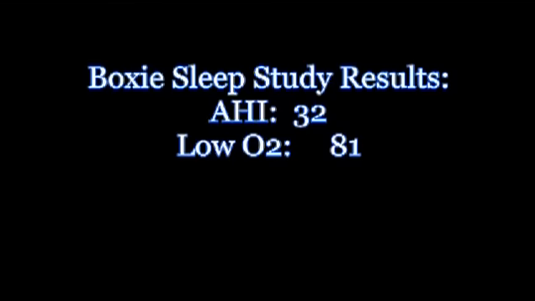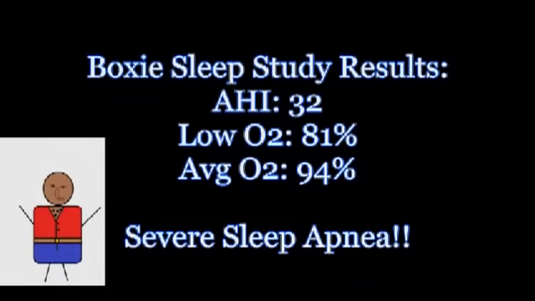His low oxygen level is 81%. His average oxygen level is 94. So Boxy is in that severe range that we talked about. Remember, anyone greater than 30 on their AHI scale is in severe range, and he has some significant drops in his oxygen level. So Boxy's gone back in. He's had his second sleep study, and he got tested with the CPAP. So here are the pressures that they tested Boxy on when he was there in the lab.